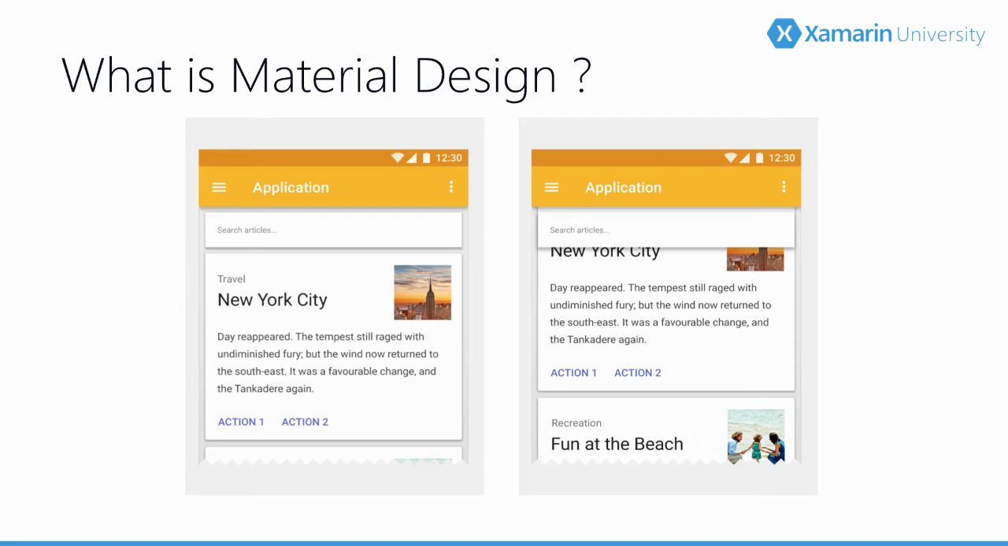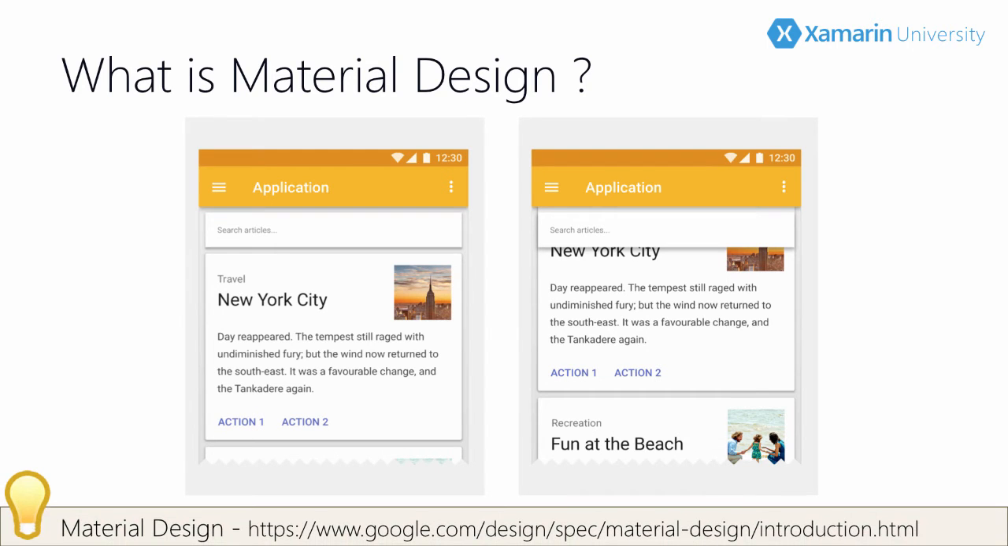So based on what we've seen so far, material design is more than a theme, style, or even a control set. It is literally a design language, and I highly recommend the link here on the slide if you would like to find out more about this topic. So let's move on. We now sort of have an idea of what material design is. Let's see how we can enable this as part of our application.